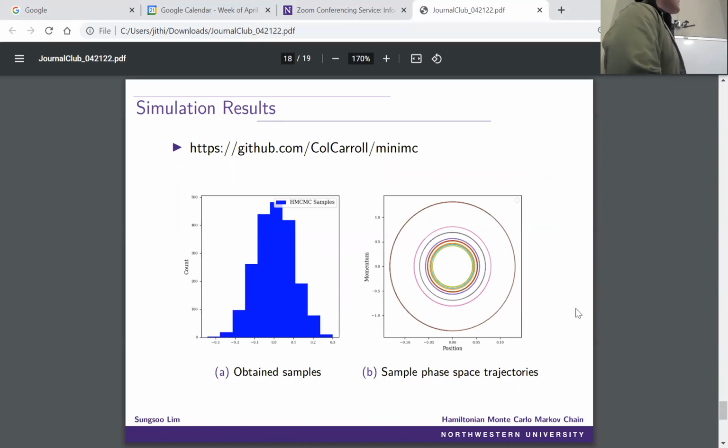For this one, the target distribution was just a normal distribution with the variance of 0.1, and for the kinetic energy, the joint probability distribution, I took it as a Gaussian, just a standard normal. On the left are the samples that we have obtained for n equals 2500, and on the right are 10 of the sample phase space trajectories in the position and momentum space.